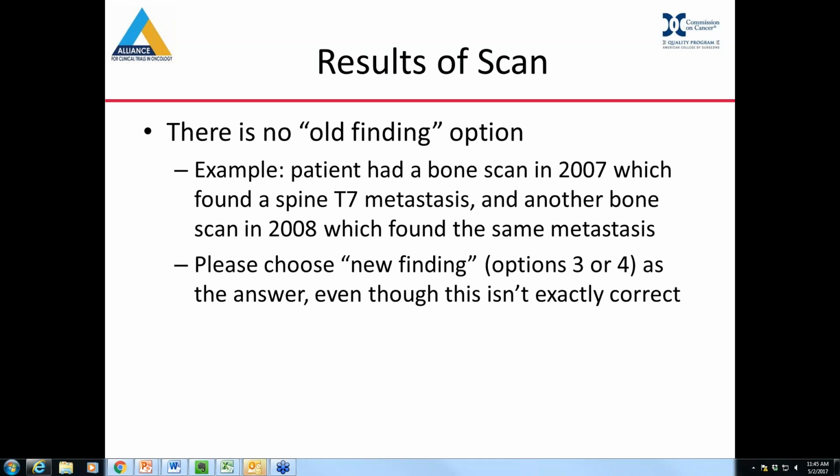The data collection instructions are on the website. And I think we already went through that. In the recurrence section, we ask you to enter radiation treatment for metastasis.